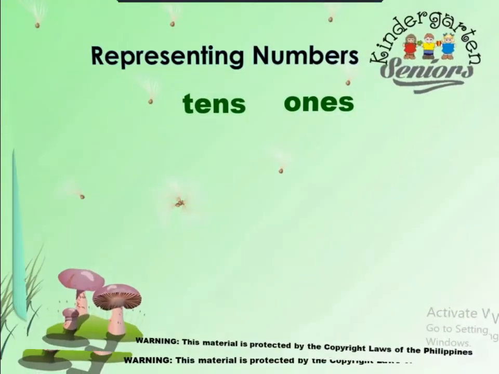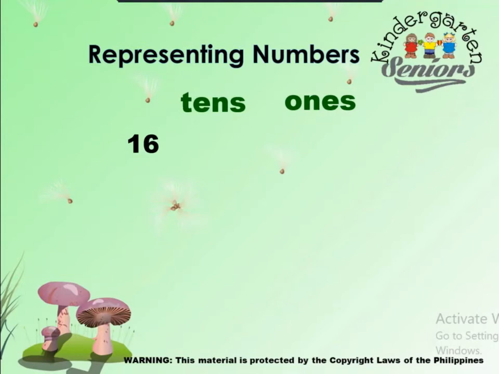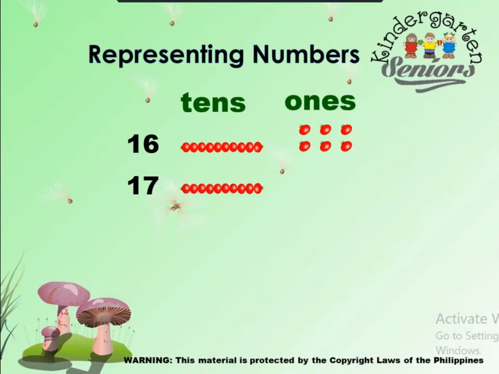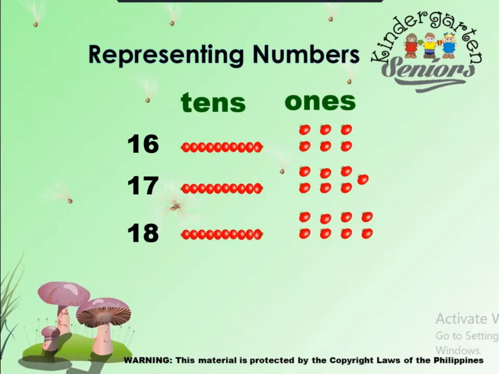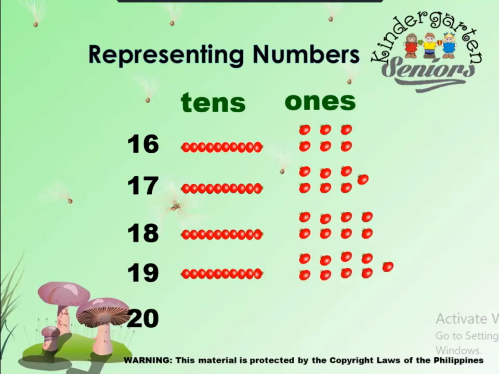Now, what do you think is 16? How many tens and how many ones? Do you know? Okay, 16 is 1 ten and 6 ones. What about 17? It's 1 ten and 7 ones. 18 is 1 ten and 8 ones. What about 19? Alright, it's 1 ten and 9 ones. What about 20? 20, how many tens and how many ones? Remember when we are counting by 10? 20 has 2 tens and 0 ones. Alright.